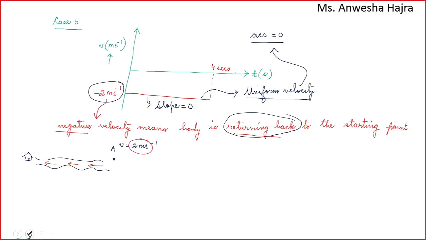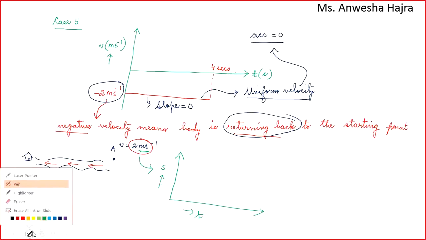Now, if someone asks you what the distance time or displacement time graph will look like, if you are asked to draw the displacement time graph, velocity is uniform, it is constant, but I am returning back. So the graph should be like this.